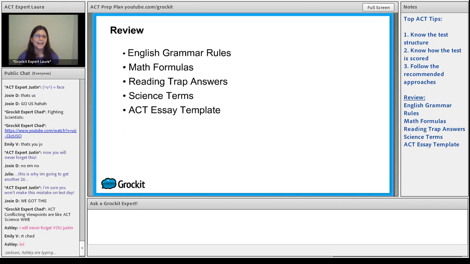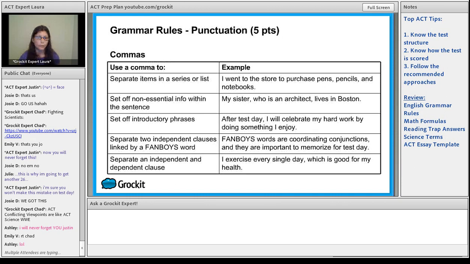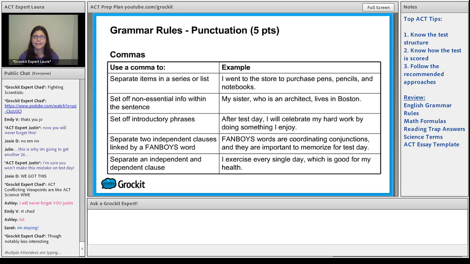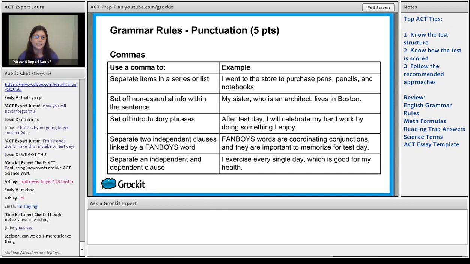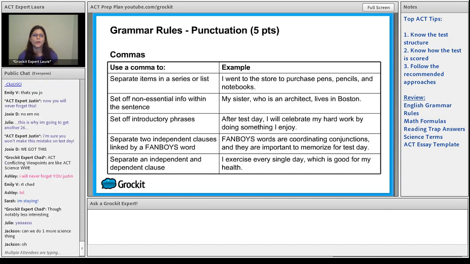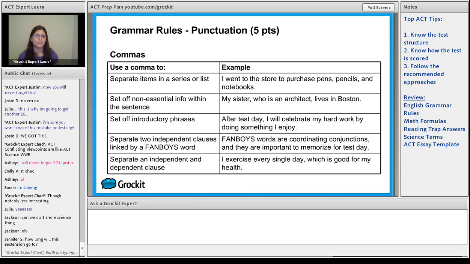So we have English grammar rules to start off with, and what we're doing is we're highlighting 10 points out of the 36 that students ask us about the most. We couldn't fit all 36 in, and we didn't really want to because we don't want to overload your brain. What we do want you to know is how to use commas, and if you find a comma somewhere that doesn't have a specific rule, please get rid of it.